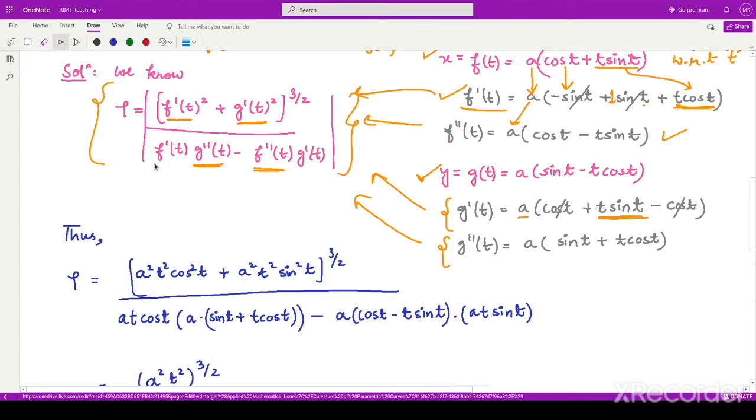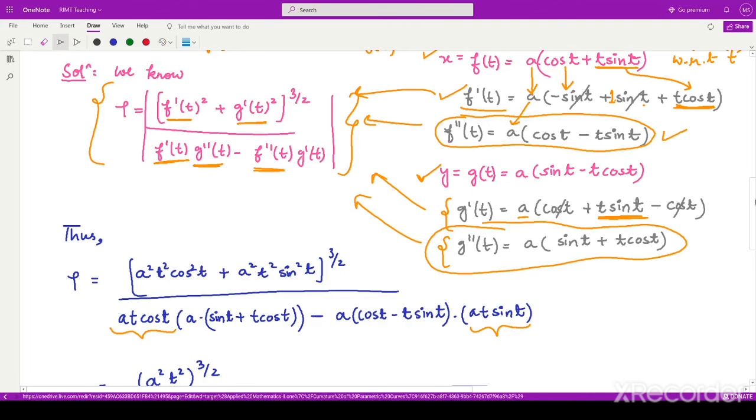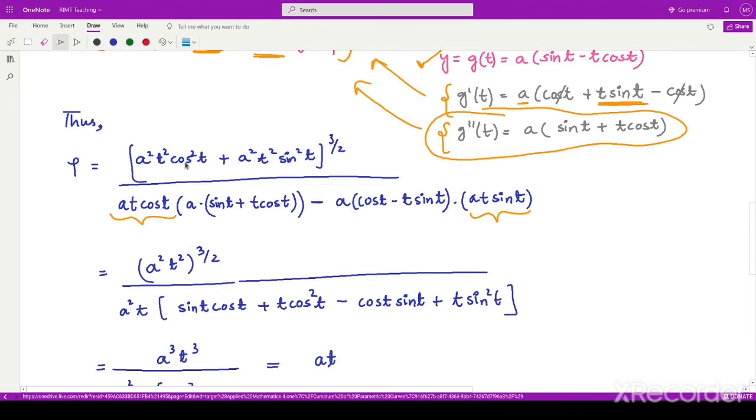And then here again f dash t is this term, g dash t is this term, then f double dash t is this term, and g double dash t is this term. So you can put all these quantities and you can simplify this. So here you can take a square t square common, so you'll be left with cos square t plus sine square t, which is equal to 1. So this becomes a square t square whole raised to power 3 by 2. And then when you multiply this, you can take a square t common out of all the terms, so you will be left with these terms.